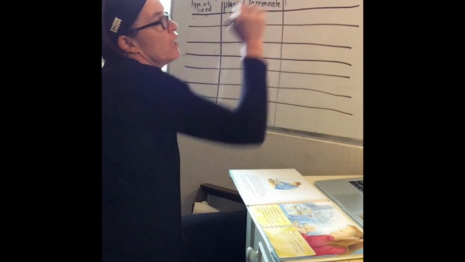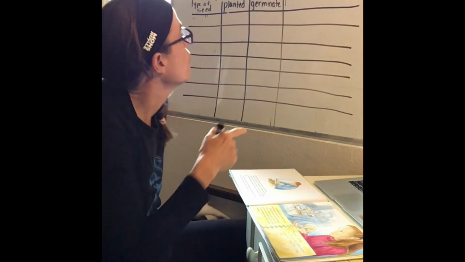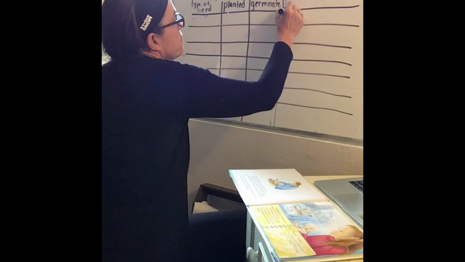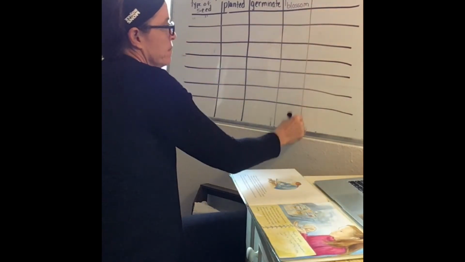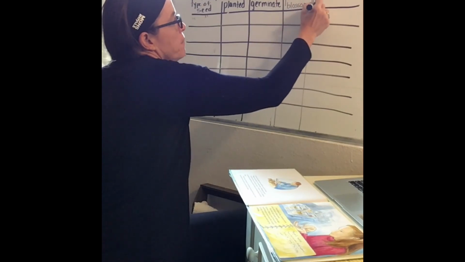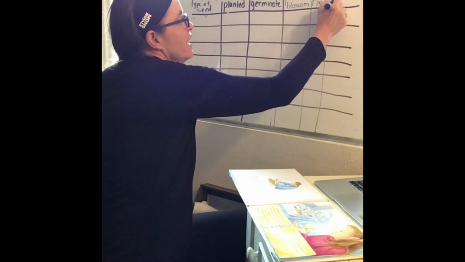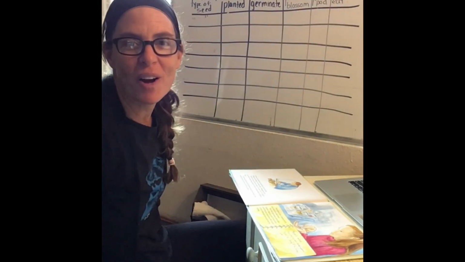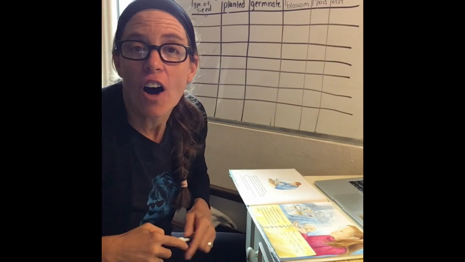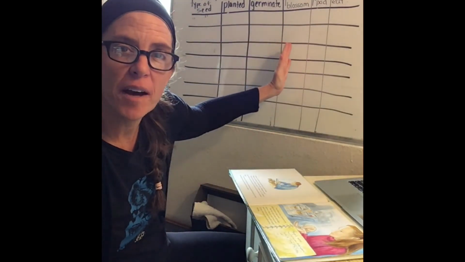One with a little degree sign, a little circle above it, means first. So first blossom, first pod, eat. I'm going to put an exclamation mark. I'm excited for that day, yeah? All right, so we're really set now. We have our data table set up.